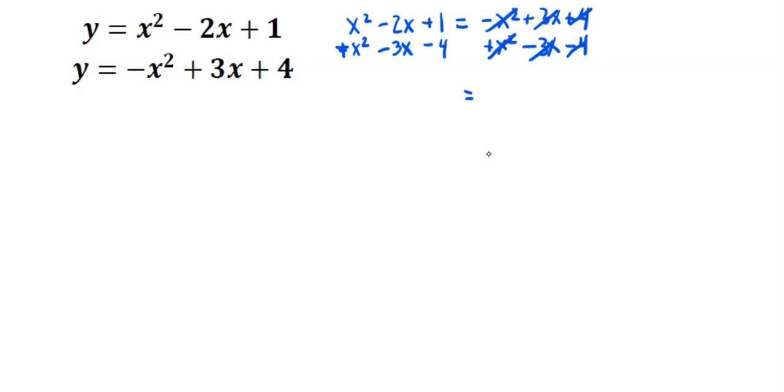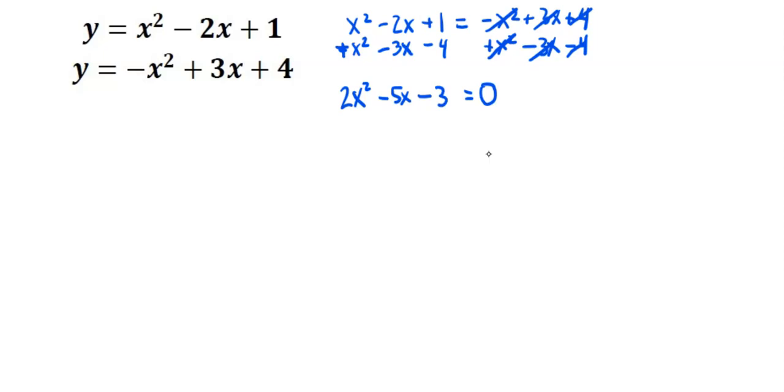On the left, we get x squared plus x squared would be 2x squared. Minus 2x and minus 3x would be minus 5x, and 1 minus 4 would be negative 3, and that's all equal to 0. So we want to factor this 2x squared minus 5x minus 3.